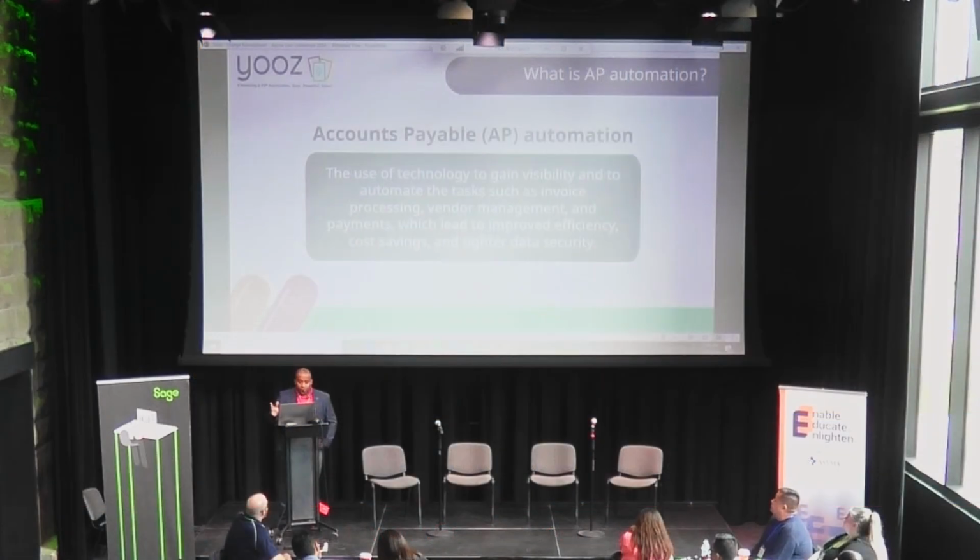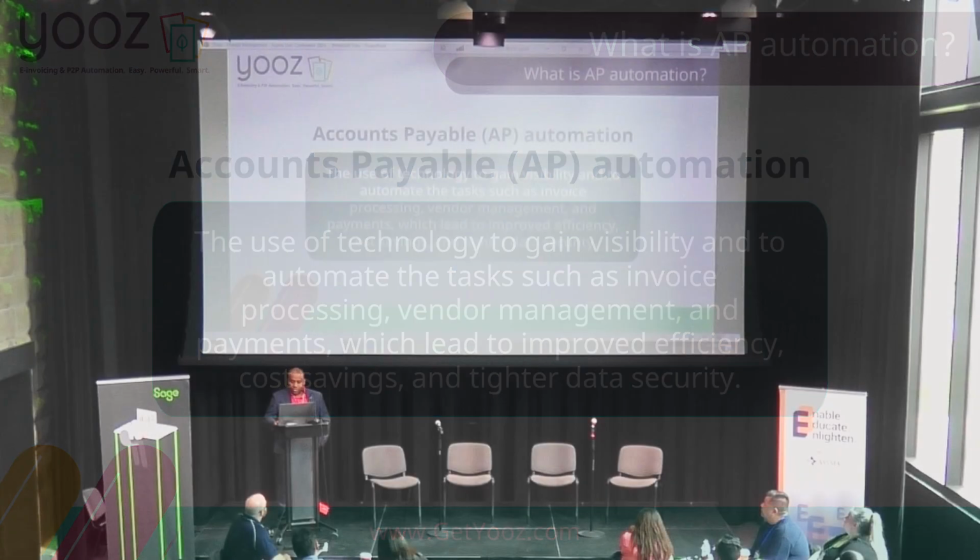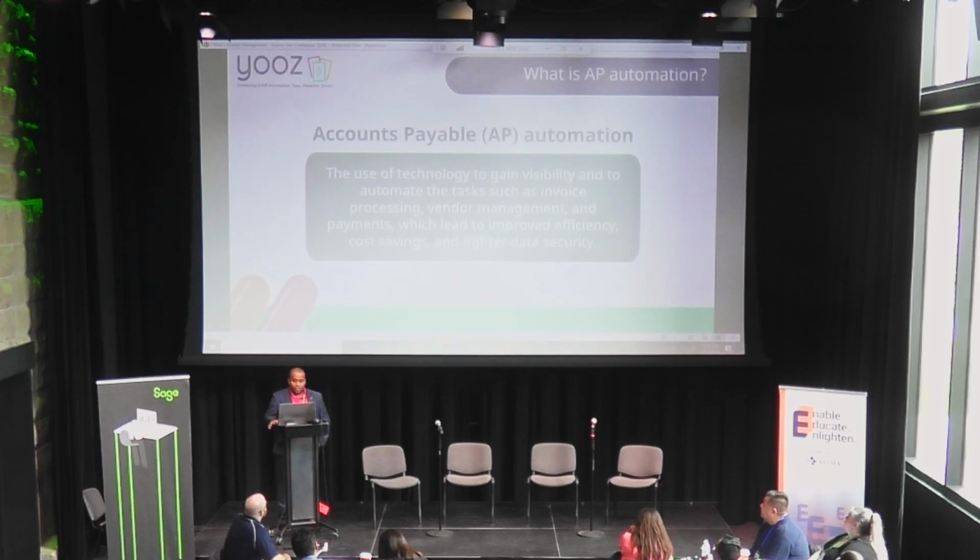I know we had a few hands raised, but what is AP automation? It's the use of technology to gain visibility and to automate tasks such as invoice processing, vendor management, and payments, and improving efficiencies, cost savings, and tighter data security as well. With a lot of great things like fraud protection, and catching duplicate payments, duplicate documents, things like that as well.